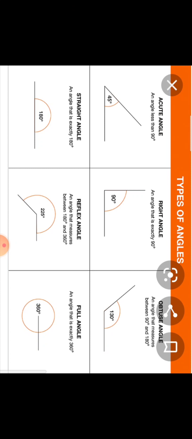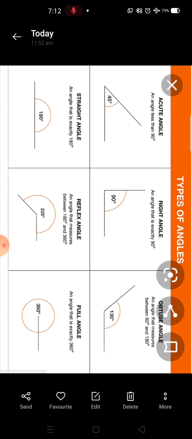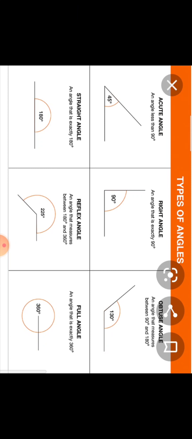Reflex angle, an angle that measures between 180 and 360 degree, that is called reflex angle. Full angle or complete angle, an angle that is exactly 360 degree. So these are the types of angle which you have already learned in your previous class. Now there are still more angles, so let us look at those angles.